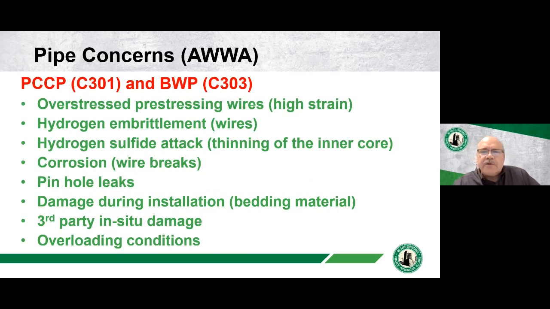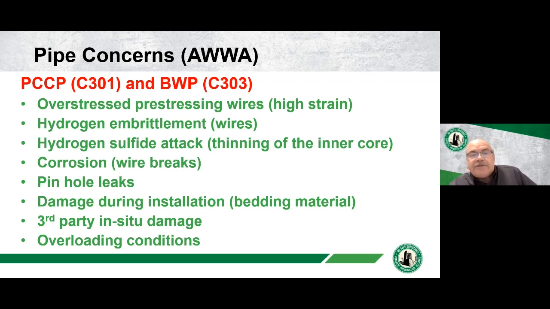The American Water Works Association has defined a series of concerns when looking at pipe networks. Overstressed pre-stressing wires. They pulled them too tight when they made them or when they wrapped the pipe. And there's high stress and high strain now in this tension of the wire, and they can break. Hydrogen embrittlement for the wires and the concrete can make it more susceptible and less durable.